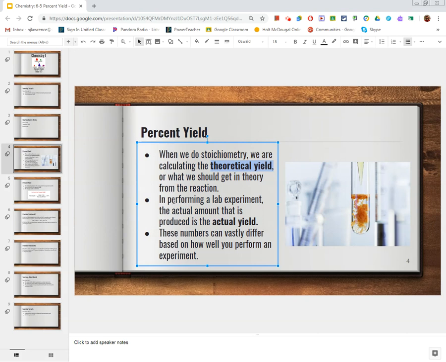However, in real life, when we go into the laboratory and we do an experiment, sometimes those numbers don't match up. And so what we produce in real life within the lab, that is called our actual yield. So the actual yield is what you get in real physical life. The theoretical yield is what you calculate on paper. And these numbers can differ greatly based on how well you perform a lab. Do you have good lab skills? Do you have good equipment? Or are you losing product somewhere?